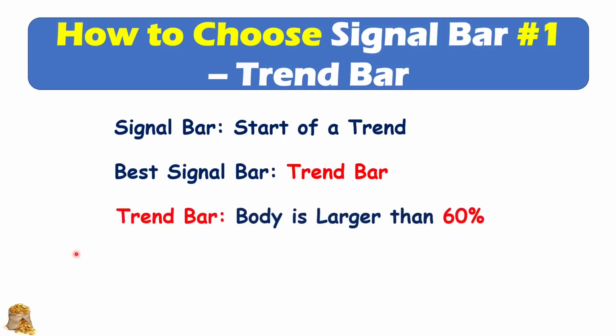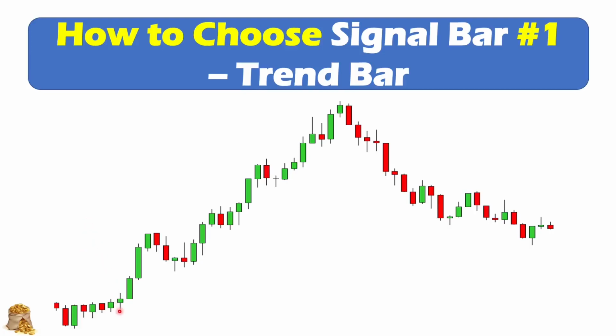Basically, the trend bar has a body larger than 60% of the whole candlestick. It means the direction of the market, and it also means the start of the trend. Here is an example. We have an uptrend, pushback, and then we can see this is a very good trend bar because the body accounts for over 60% of the candlestick.